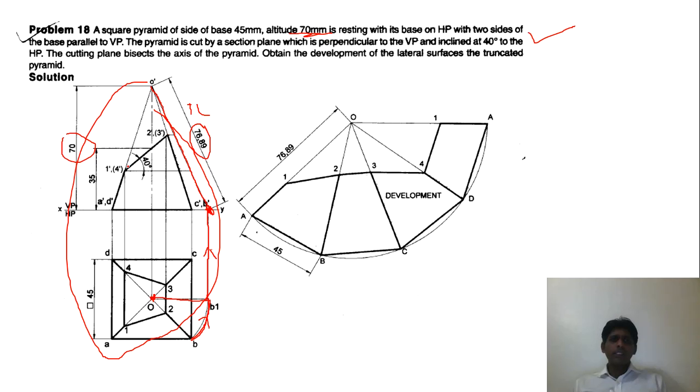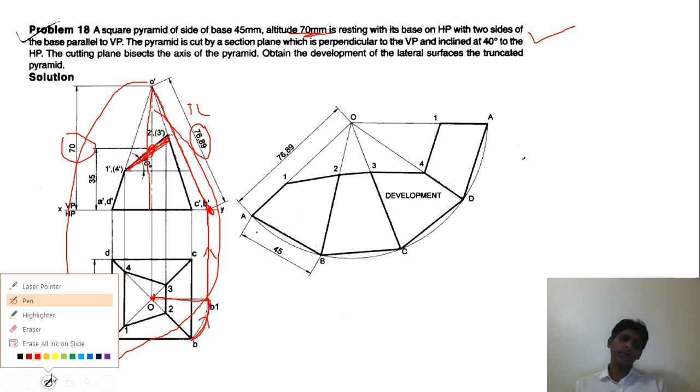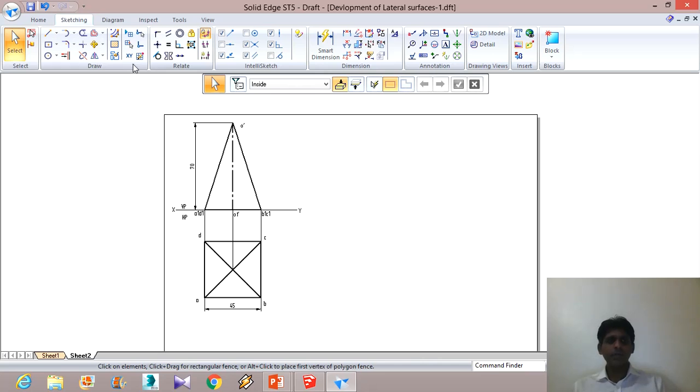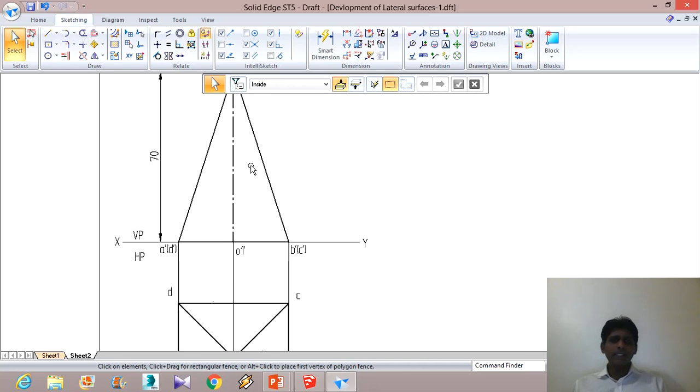Now we have to draw this section plane. The section plane is such that it bisects the axis. So this is the axis, and we should take the midpoint of the axis and draw 40 degrees. The midpoint of the axis is easy to choose.